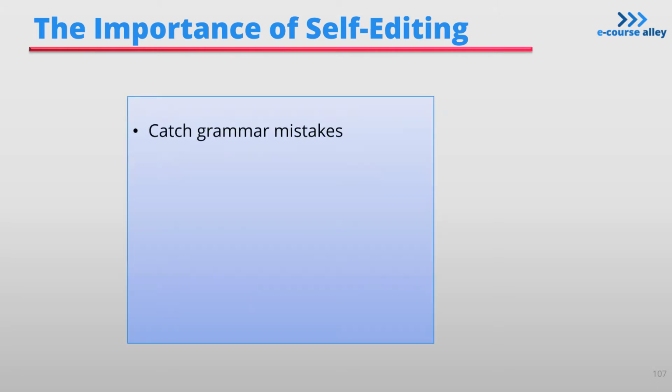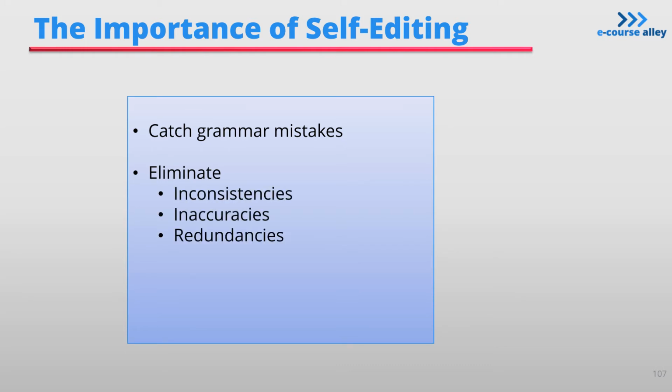So why self-edit? Well, even though you may be anxious to just get your course out there, you need to make sure you go over every part of your storyboard from start to finish to catch any issues, grammar mistakes, etc. Proofreading will also help catch and eliminate inconsistencies, inaccuracies, and redundancies. I mean, the reason we do a storyboard is to try to avoid rework, so having it edited at this stage is very important.